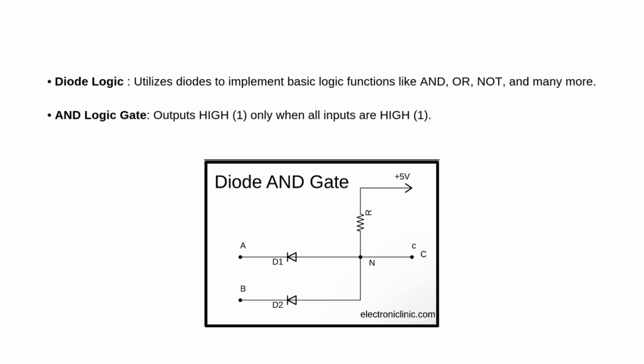Diode logic is a method of implementing basic logic functions like AND, OR, and NOT using diodes. It's one of the simplest and most cost-effective ways to design logic circuits. Today, we will focus specifically on the AND gate, which outputs high only when all inputs are high.